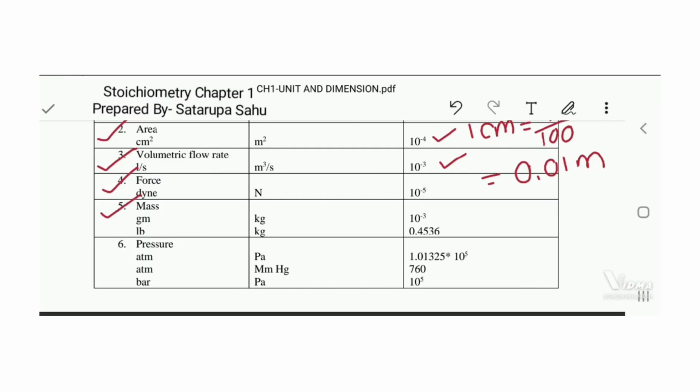In mass, 1 kg equal to 1000 gram. So 1 gram will be equal to 1 divided by 1000 kg, that is equal to 10 to the power minus 3 kg. In pressure, 1 atmosphere equal to 1.01325 into 10 to the power 5 Pascal. 1 atmosphere equal to 760 mm Hg, and that is approximately equal to 1 bar.